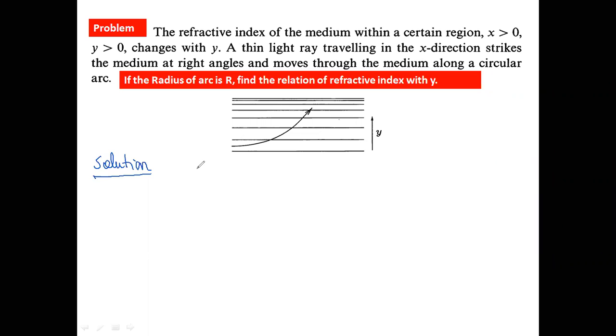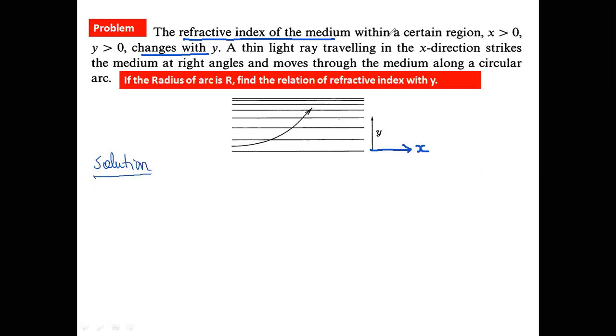Today we will discuss one more problem from optics based on the concept of variable refractive index. As per the information given in this question, we can see that the refractive index of a medium within a certain space varies with the y coordinate, and the y coordinate is represented in the vertically upward direction, which means the x coordinate will be on the right hand side.